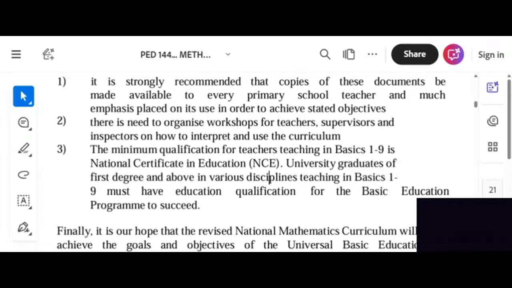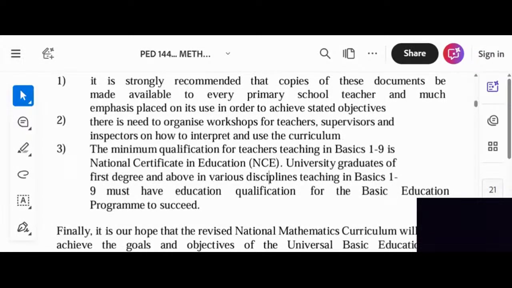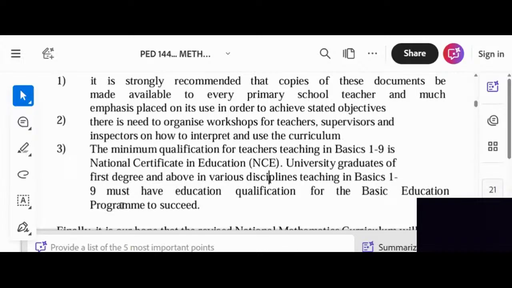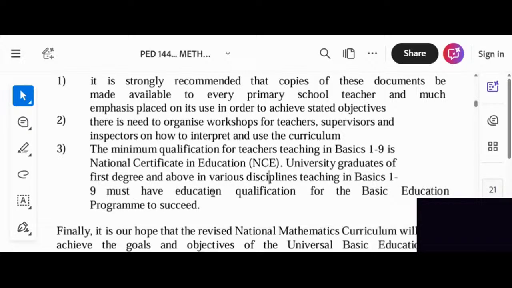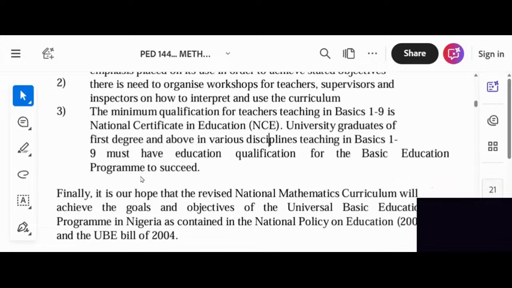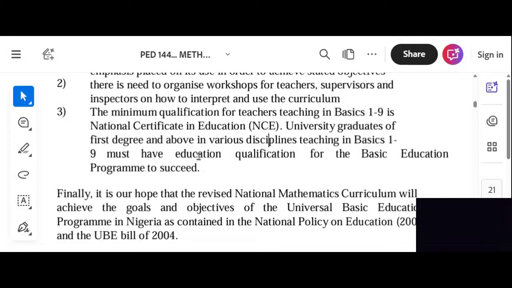The minimum qualification expected is somebody with the National Certificate in Education, which we know is very common, NCE. Now, university graduates of first degree and above in various disciplines teaching in basic 1 to 9 must have education qualification for the basic education program to succeed. That's what they're trying to say. So even if you have a first degree already, your BSc, your BA, your BTech or anything, in order for you to teach in basic 1 to 9, especially mathematics, you still need to have something related to education like NCE.